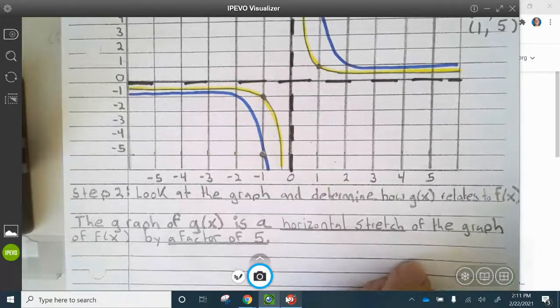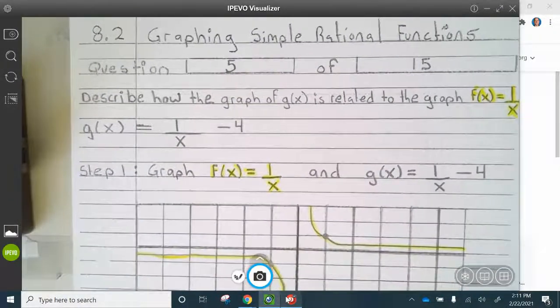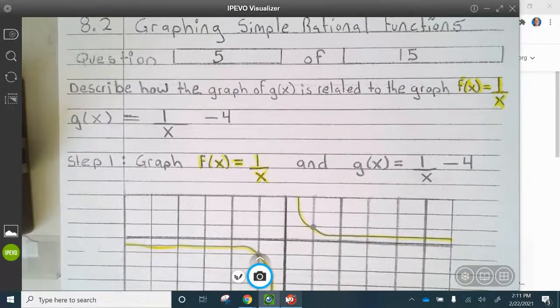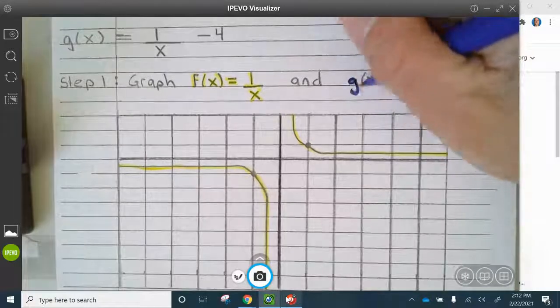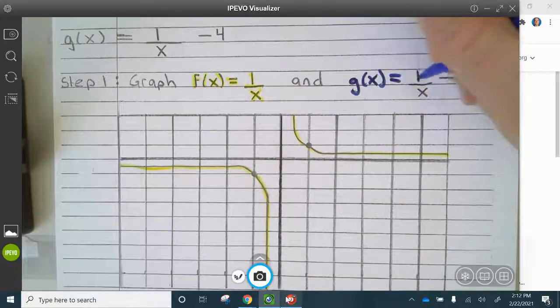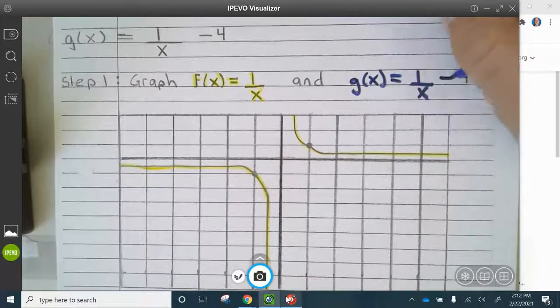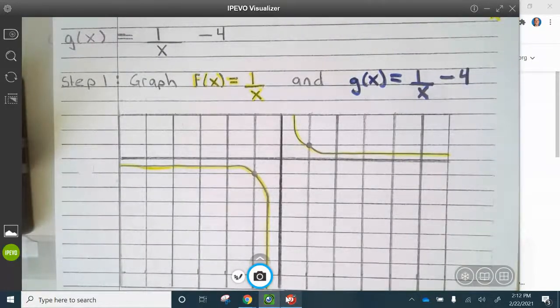Question 5. Describe how the graph of g of x is related to the graph of f of x equals 1 divided by x. G of x equals 1 divided by x minus 4. Okay, so let's graph that. So we set the denominator equal to 0. Well, that's easy, just x equals 0. And then the asymptote is this number right here, so y equals -4.